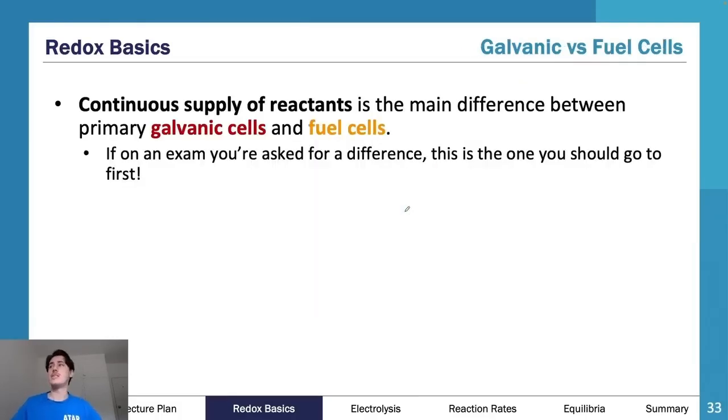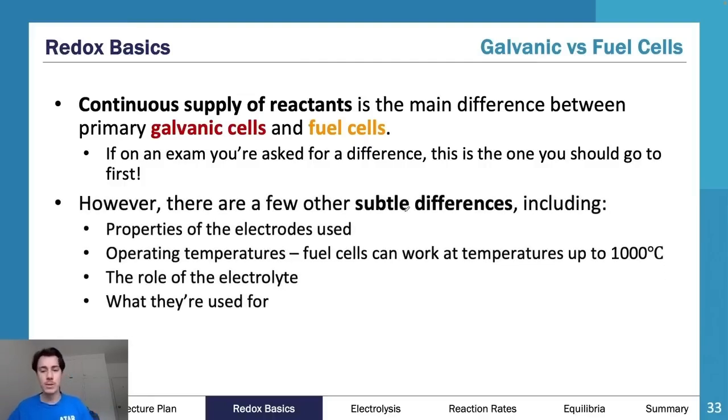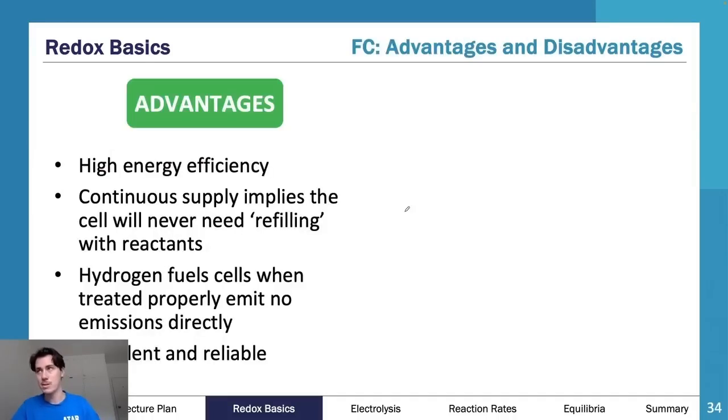So, as we said, galvanic versus fuel, the main difference is the continuous supply, whereas galvanic cells don't really need that. If you're asked on an exam for a difference, you always go to this first. However, there are a few other subtle differences if you really want to talk about it, like the properties of electrodes, the operating temperatures, the role of the electrolyte, what they're used for, etc.